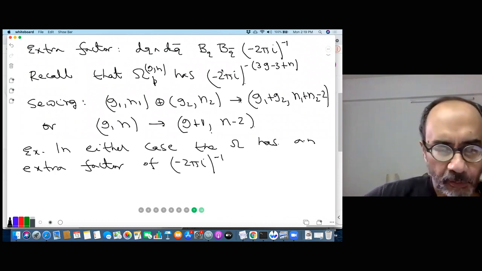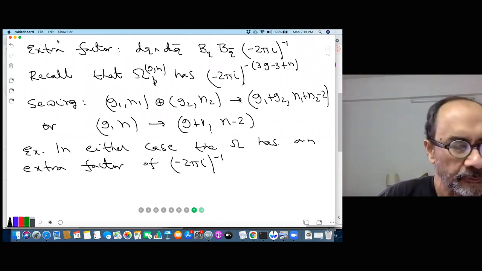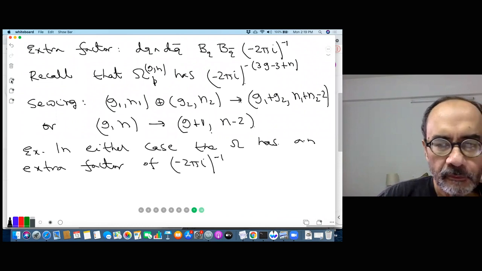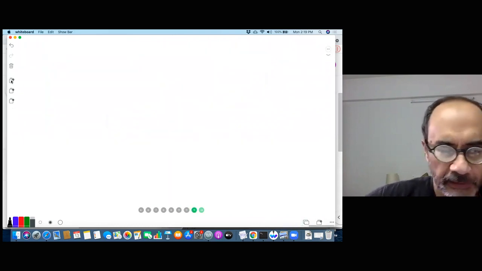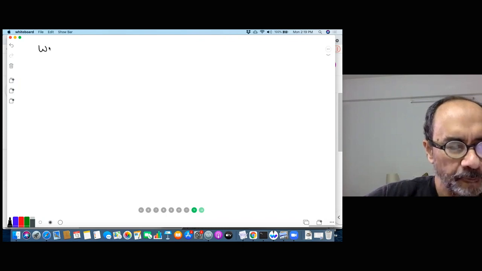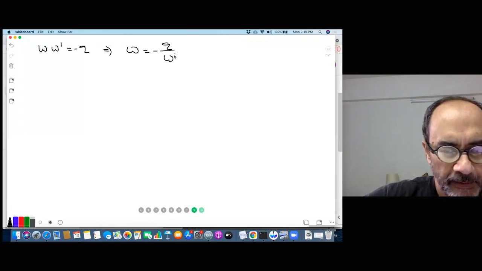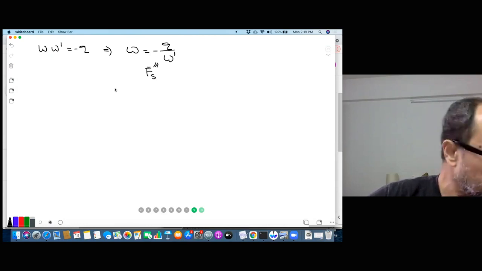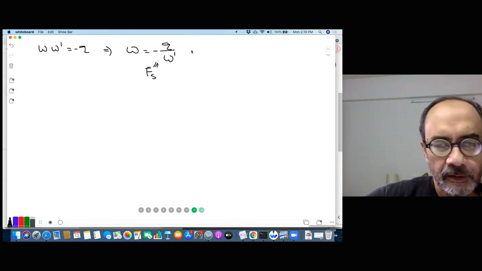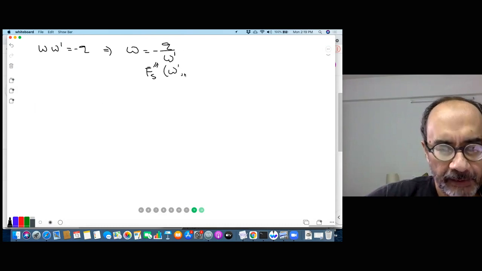Okay. So let's work out what bQ and bQ bar are. Since we have solved for W' equal to minus Q, we can write W equal to minus Q over W'. Let's call this F_s, some F_s of W' and Q.